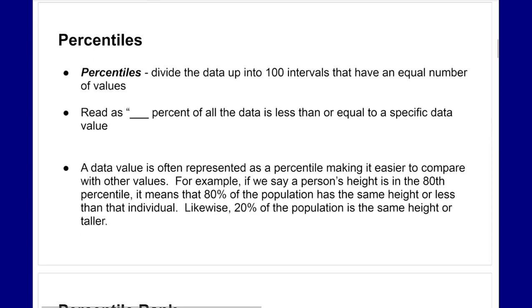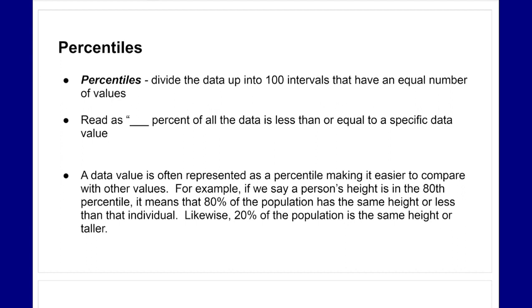So what are percentiles? Well, percentiles basically divide the data up into 100 intervals that have an equal number of values. Percentiles range from 0 to 100, and they divide the data up so that they contain equal portions or equal amounts of the data values. The way we usually read percentiles is: blank percent of all data is less than or equal to a specific data value.